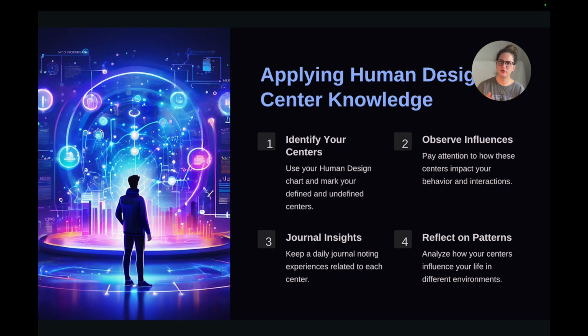Keep a note of it maybe before bed each evening. Note down like, hey, I had this experience today. That makes sense. It correlates with this undefined center. Or this correlates with my defined center over here. And then reflect on patterns and kind of analyze that for yourself so you can start recognizing those behaviors, and you can even shift sometimes so that you can be more and more in alignment with your personal human design.